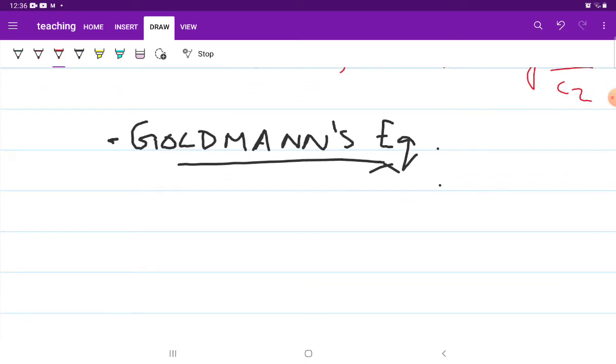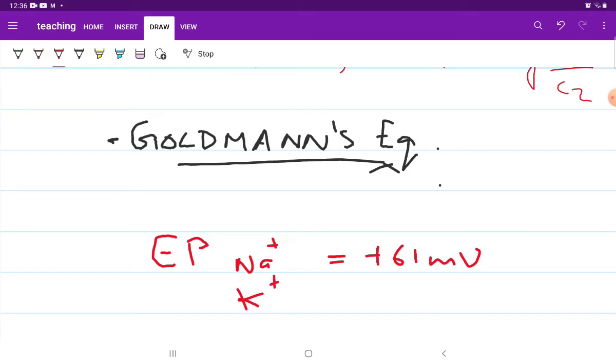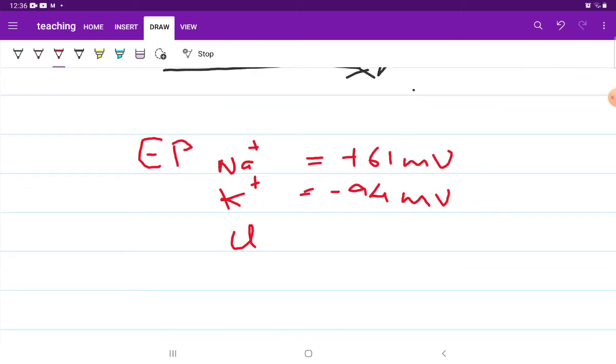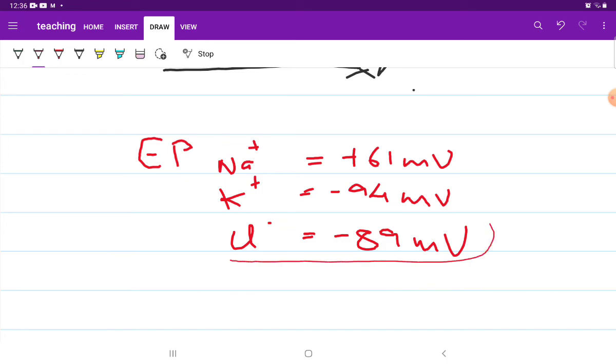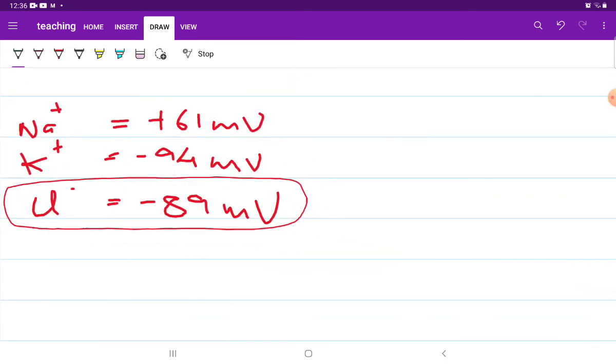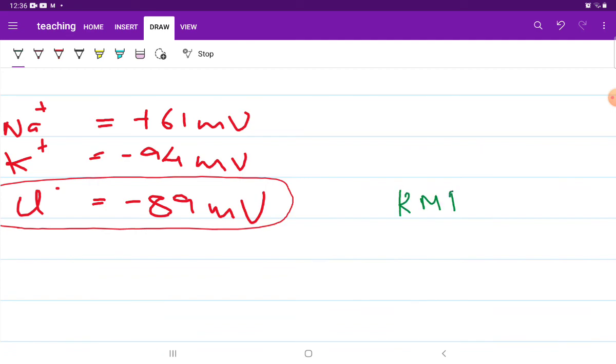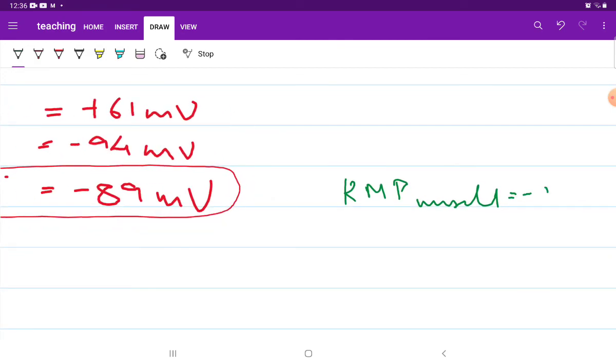So now let's see some equilibrium potentials of ions. Equilibrium potential for sodium is plus 61 millivolt. For potassium it is minus 94 millivolt, and for chlorine it is minus 89 millivolt. And you can see the chlorine electromotive force and the resting membrane potential for muscle, which is minus 90 millivolt, both of them are somewhat similar.